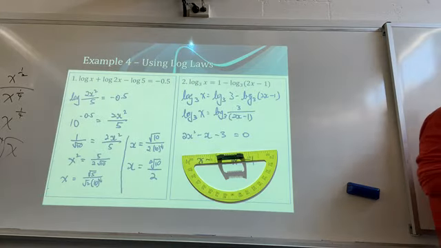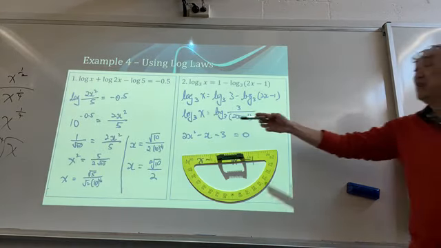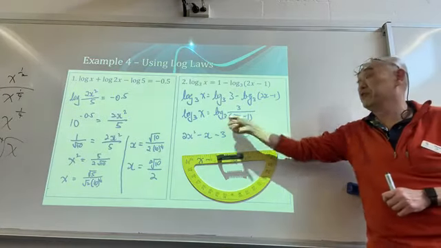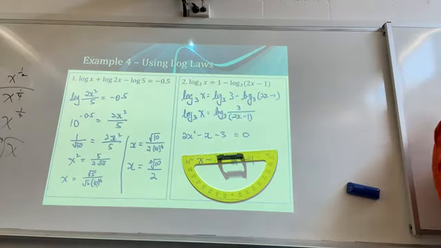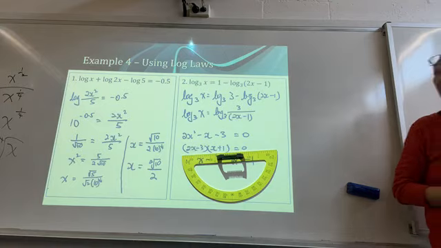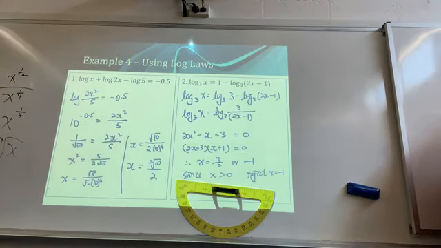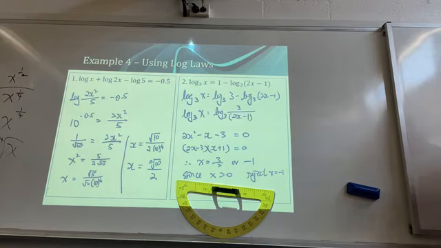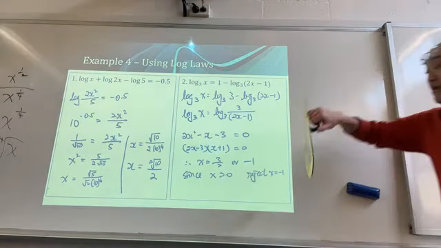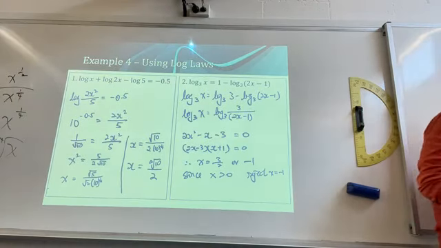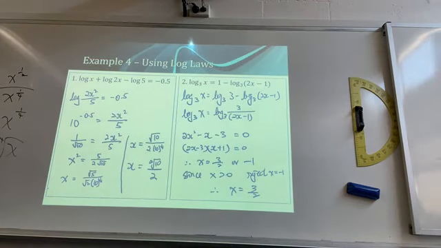So x, straight away, I just multiply it in. 2x squared minus x minus 3 equals 0. Alright, solving that. So, therefore, factorizing, x equals 3 over 2 or minus 1. You have to reject x equals minus 1. X has to be greater than 0, always positive. Therefore, x is 3 over 2.